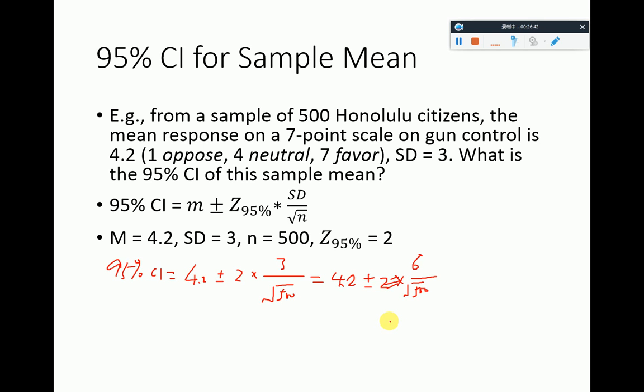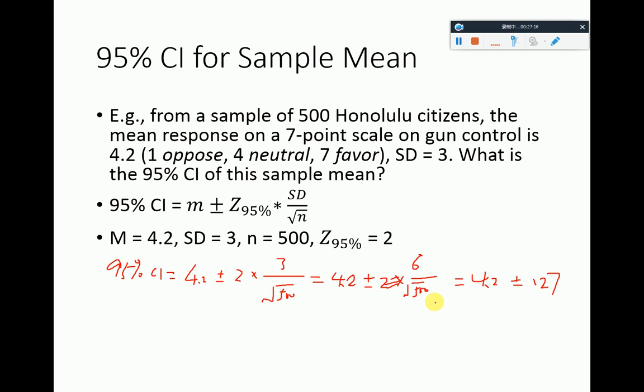So it will be, let's say, okay, from my calculation, this part will be 4.2 plus or minus 0.27.